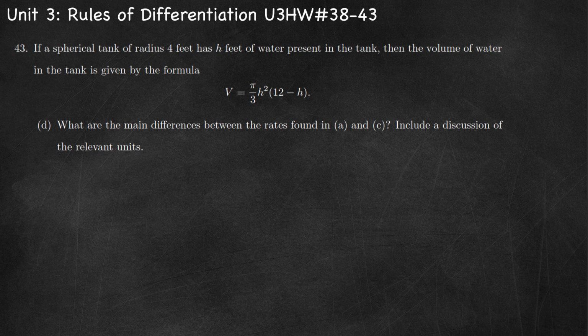Part D, what are the main differences between the rates that we found in Part A and in Part C? And include a discussion of the relevant units. So we did address that. In Part A, the volume was increasing at a rate of 7 pi cubic feet per 1 foot increase in height. And in Part C, we found that the volume was increasing at a rate of 7 pi squared cubic feet per 1 hour increase in time. So they were both measuring how quickly the volume was changing, but one was with respect to height and one was with respect to time.